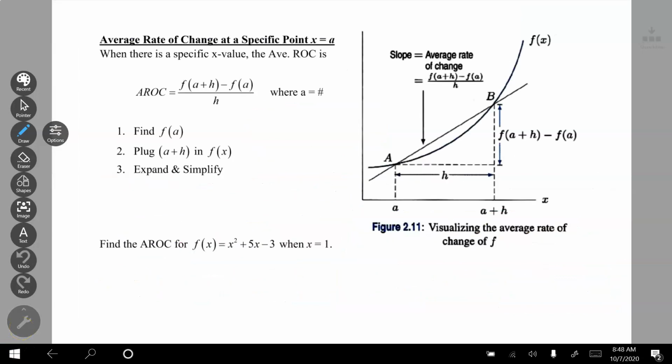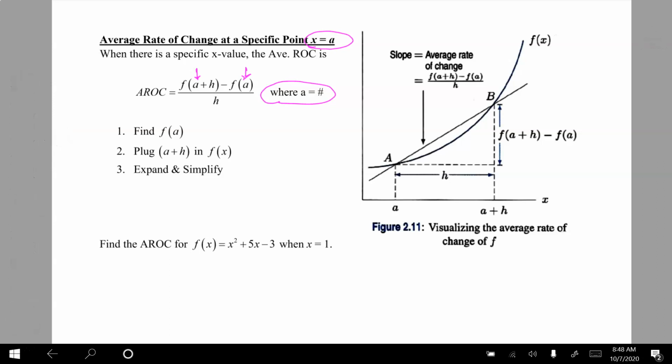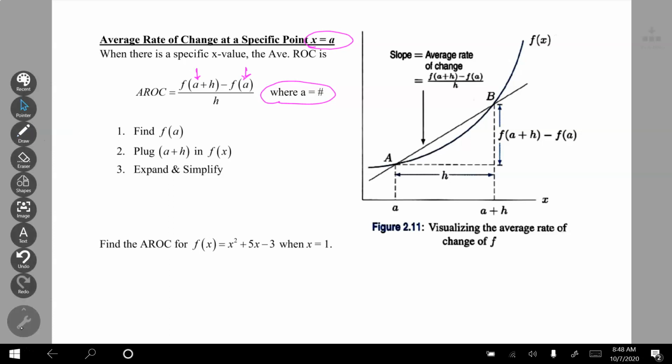So now we're going to do it at a specific number. Not just x, but x is equal to a, where a is some number. So I have to put a number in here. I have to put a number in here. So my steps are, first thing I'm going to do is figure out the y value when I use x equals a. I'm going to plug a plus h into the formula. I'm going to expand it and simplify it. So I'm finding the derivative, or the average rate of change, specifically at that point.